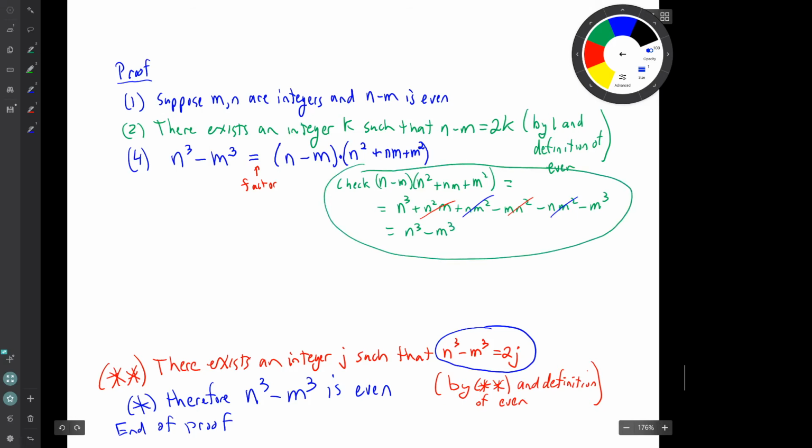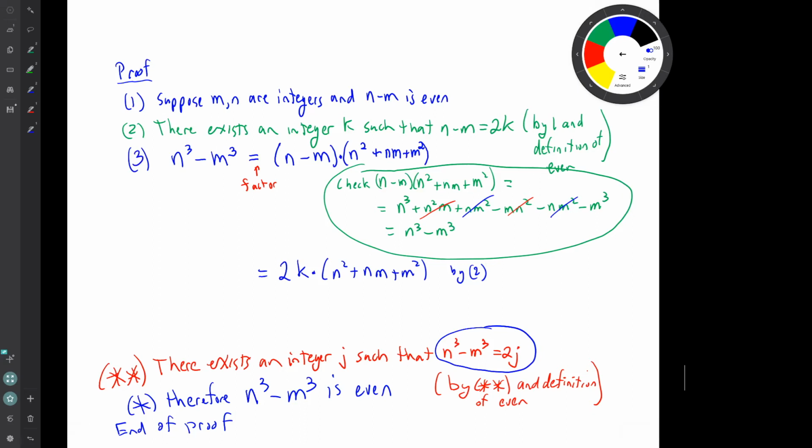Okay, now we have that factorization. Oh, but look, we know something about n minus m. We know that n minus m is 2k. We use the result of step 2. Looks like I've numbered my steps wrong. This should be step 3.